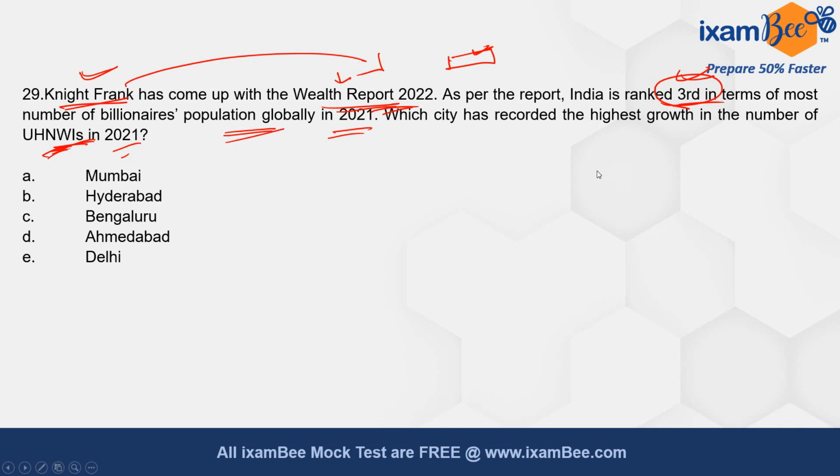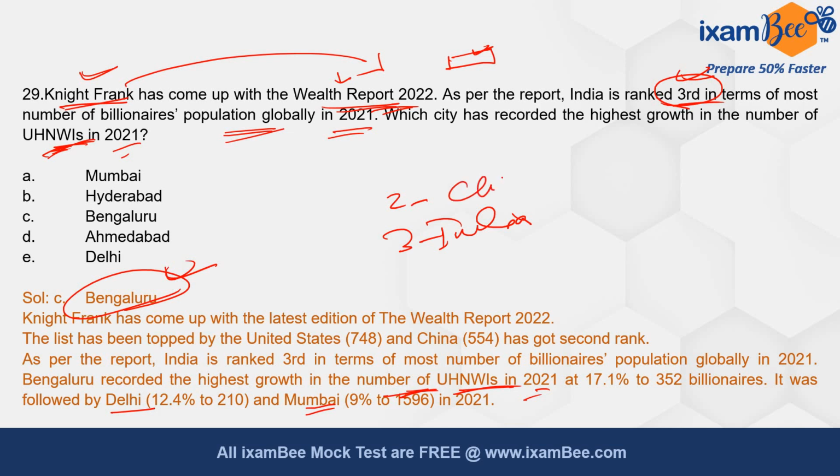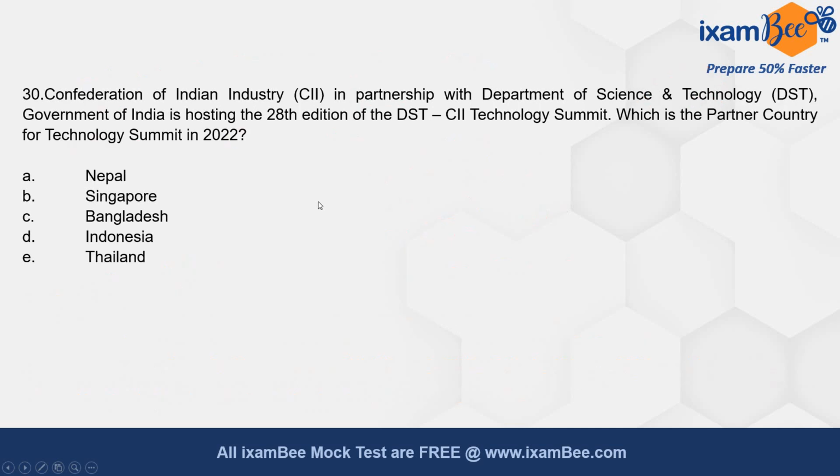तो अभी ये बताना है आपको which city has recorded the highest growth in the number of billionaires, that is Bengaluru. ठीक है, अब बेंगलुरु इज द आंसर. यहाँ पे आप देख सकते हो Bengaluru recorded the highest growth in number of ultra high net worth individuals in 2021 and it was followed by Delhi and Mumbai. ठीक है, और प्लीज यहाँ पे याद रखना इंडिया थर्ड पे है, सेकेंड में इट इज चाइना, फर्स्ट इज यूएसए. ठीक है, this is the top 3 rankers in the Wealth Report. It is released by Knight Frank.